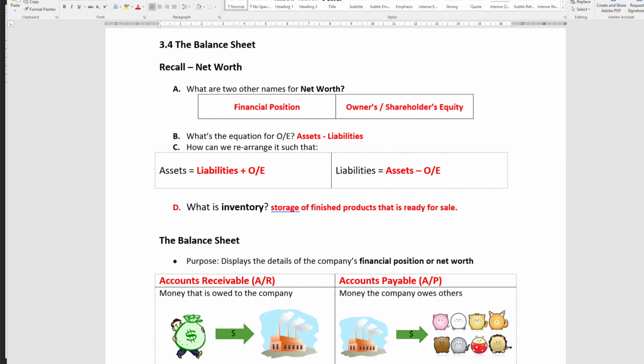Hello, this lesson is on the balance sheet. I'm just going to be going through the blanks that were in the lesson and explaining it in case you didn't understand while you were copying the answers. I'm going to skip the recall because we already learned this in the previous lesson, but just remember that assets minus liabilities is equal to owner's equity.